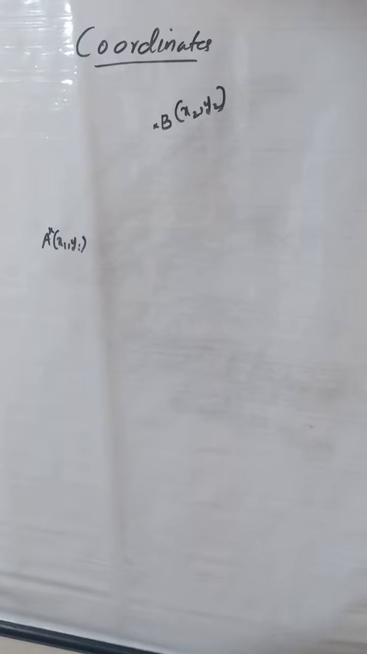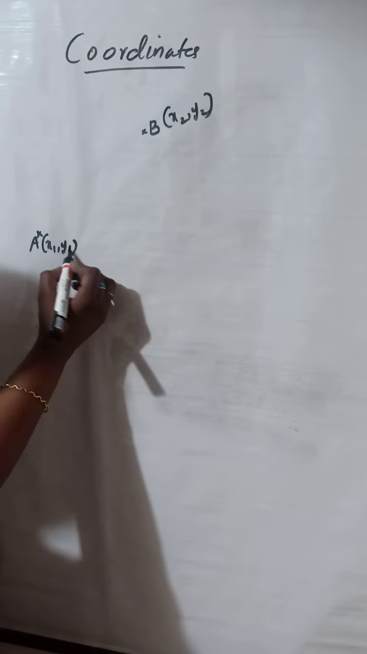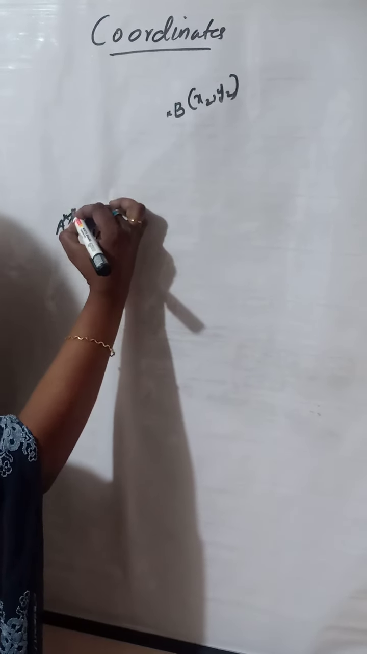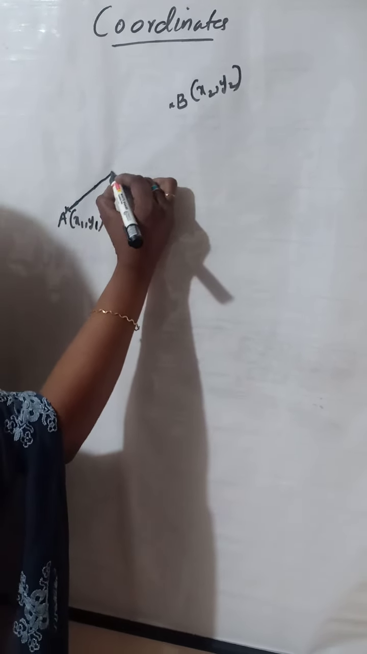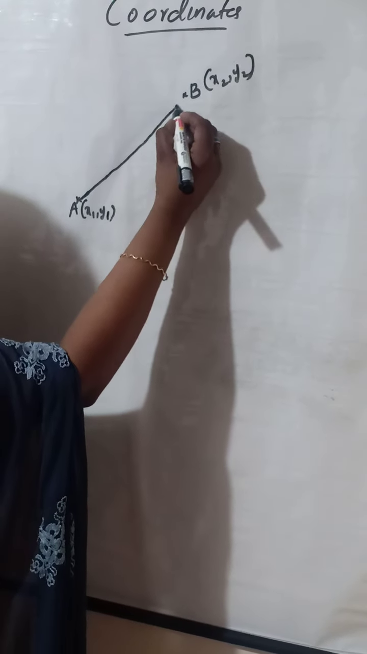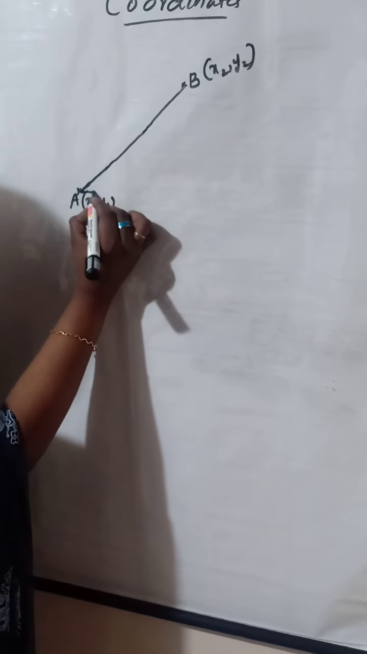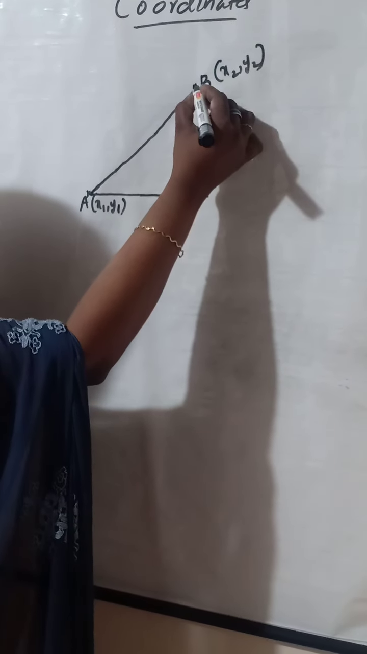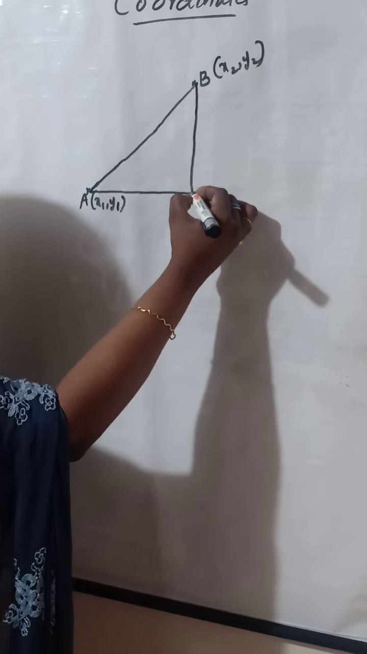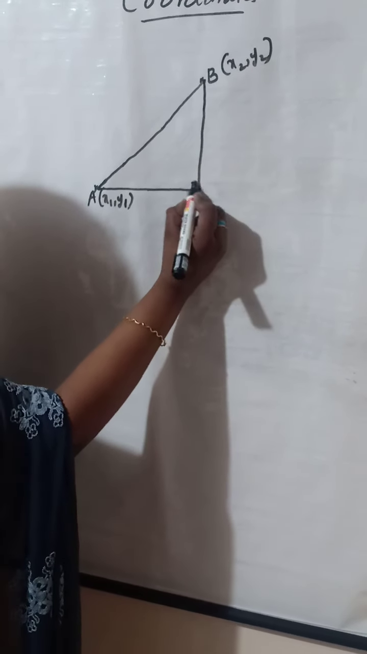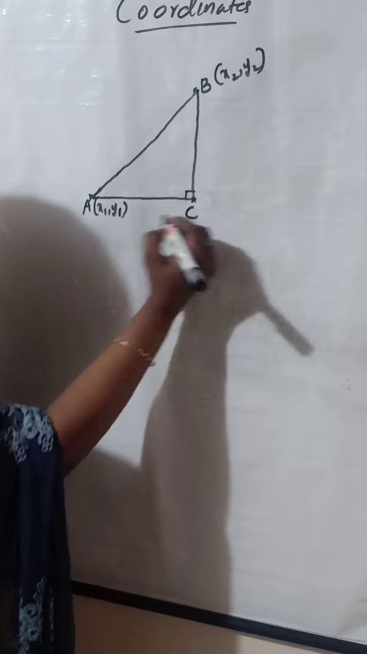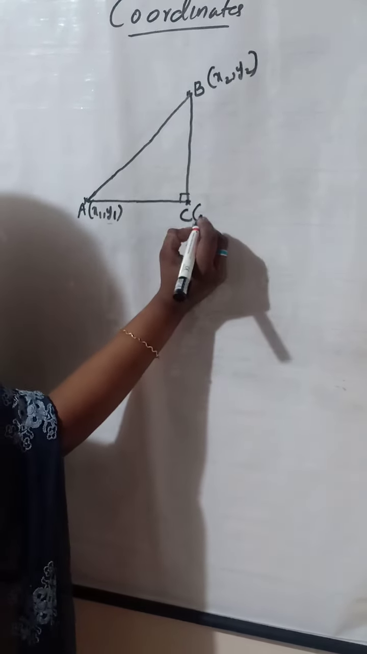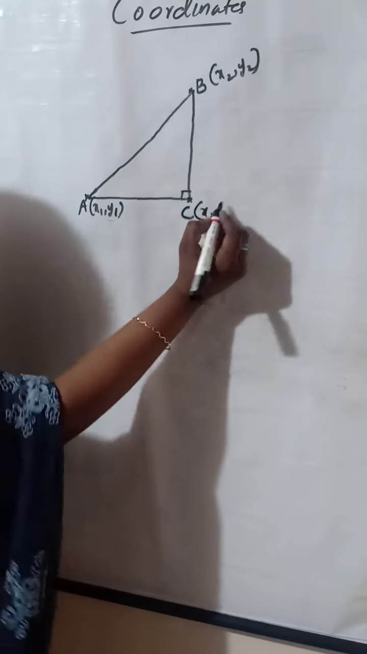Next, find the distance between these 2 points A (x1, y1) and B (x2, y2). AB is the distance between these points, and again draw a line parallel to the x-axis and also parallel to the y-axis from B. We know clearly this is a right angle, and let this point be C. How can we find this point? Its x value is x2 and y value is y1.